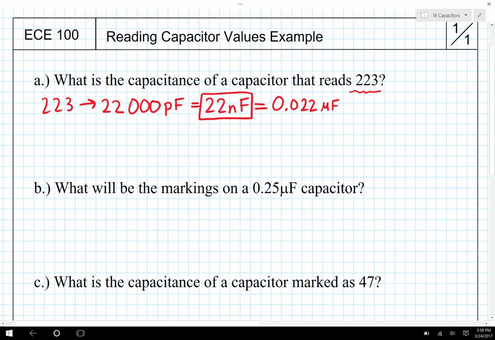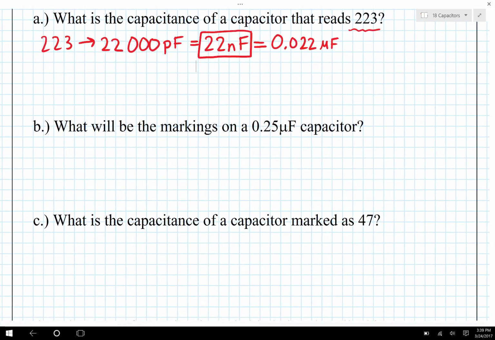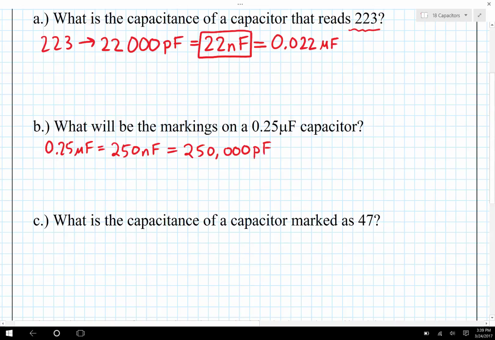What will be the markings on a 0.25 microfarad capacitor? Okay, well, 0.25 microfarad, that's going to be 250 nanofarad, and that's going to be 250,000 picofarad. I see that the 25, that's going to be the first 2 digits, and then how many zeros are there? There are 4 zeros, and so therefore this is going to correspond to 254. That'll be the reading that is on the outside of a capacitor that is 1/4 of a microfarad.